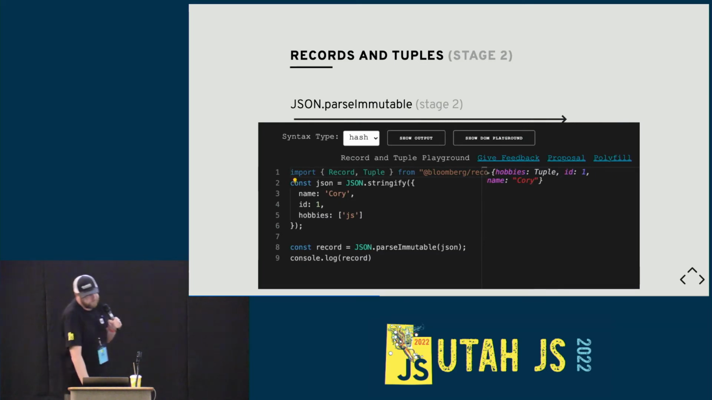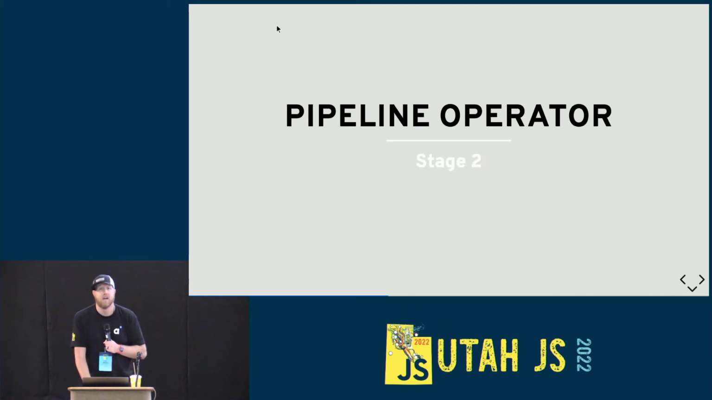Finally, parse immutable. It's exactly what you think it is. It's JSON.parse, but into records and tuples instead of objects and arrays. That's all it is. And that makes working with our data APIs that we want to come back and make immutable easy: we can do so with JSON.parse immutable.